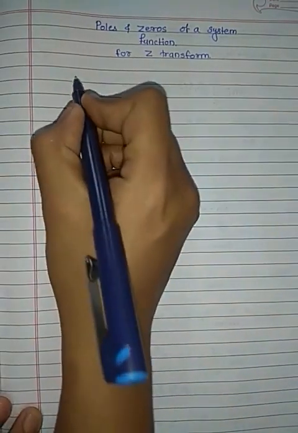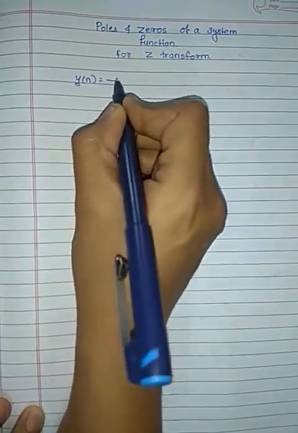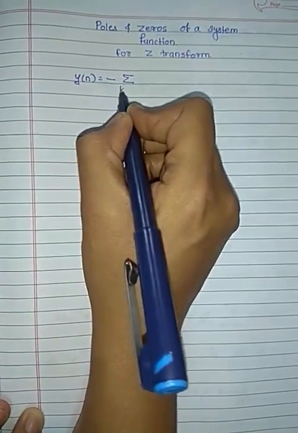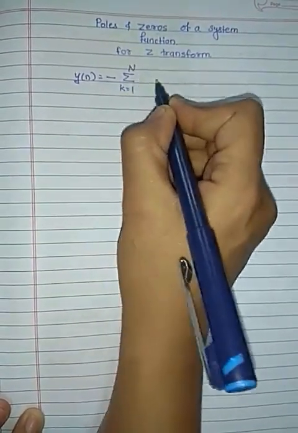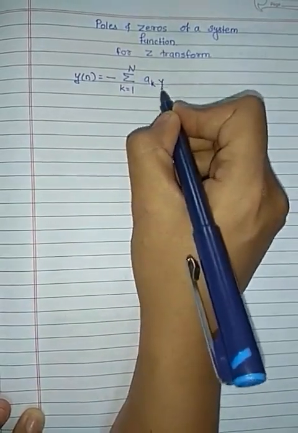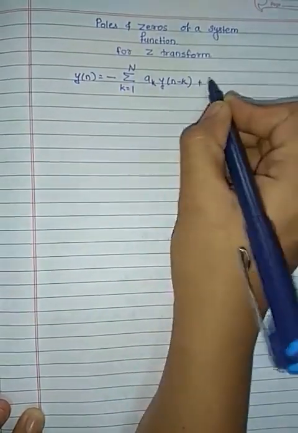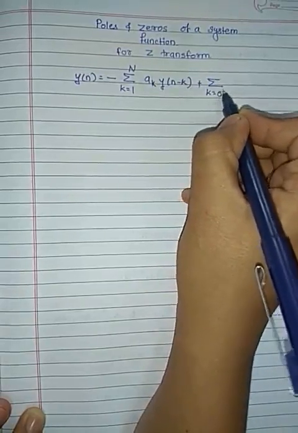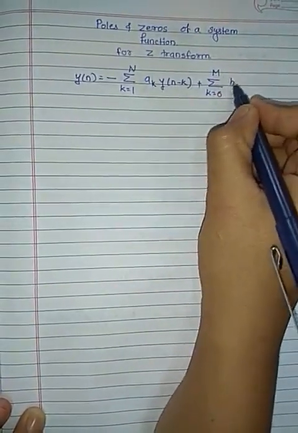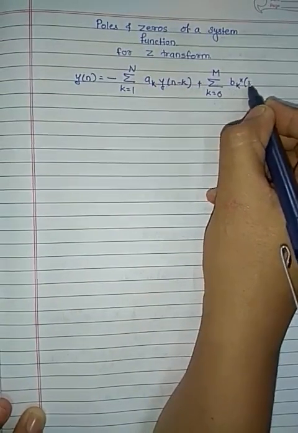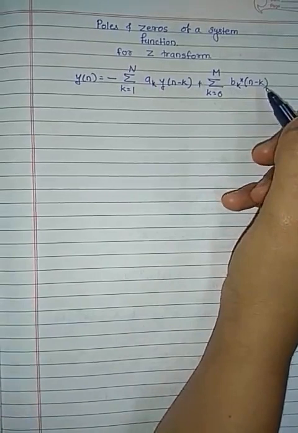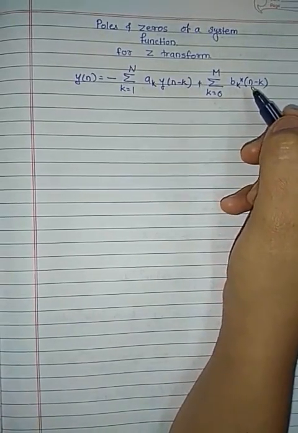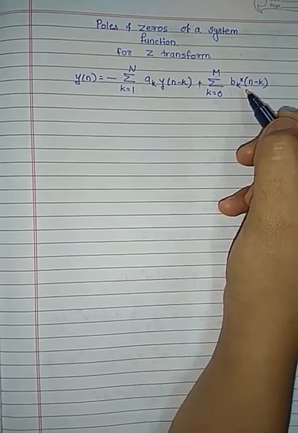In general, the system is described by a linear constant coefficient difference equation of the form y of n is equal to minus summation from k is equal to 1 to N a k y of n minus k plus summation from k is equal to 0 to M b k into x of n minus k. So this is the linear constant coefficient difference equation.